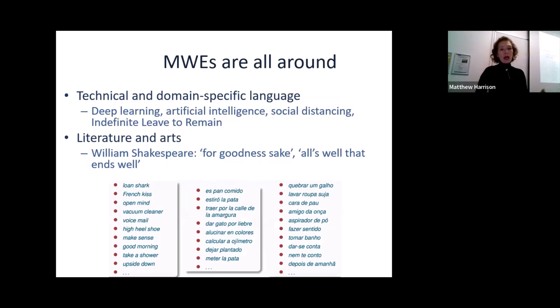From technical domains and domain-specific language, like deep learning, artificial intelligence, to literature and arts. If you go back to any book from now on, you are going to start seeing all these expressions everywhere, including in the works of Shakespeare. He's the master of idiomatic expressions. Even titles of Shakespeare's plays are multi-word expressions, like All's Well That Ends Well.